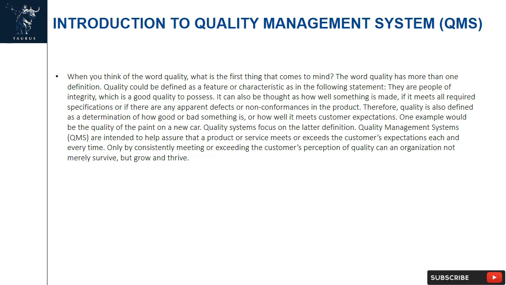Therefore, quality is also defined as a determination of how good or bad something is, or how well it meets customer expectations. One example would be the quality of the paint on a new car. Quality systems focus on the latter definition. Quality management systems, QMS, are intended to help assure that a product or service meets or exceeds the customer's expectations each and every time. Only by consistently meeting or exceeding the customer's perception of quality can an organization not merely survive, but grow and thrive.